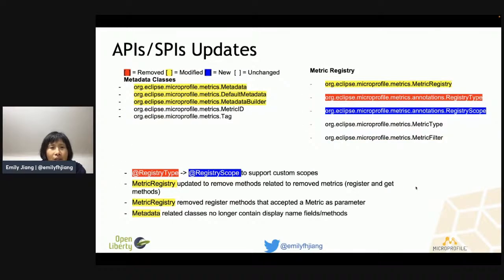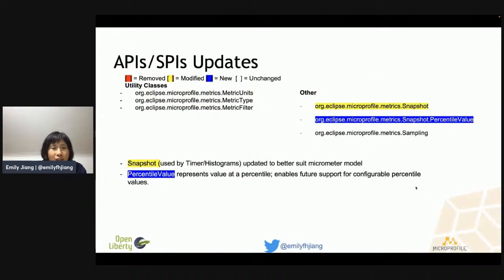Also, the registry type is removed and registry scope is added, because in Micrometer the talk is basically about scope. Metadata and the default metadata builder are being updated, and snapshot is updated to better suit the Micrometer model, and a percentile type is new, to represent a value as a percentile.